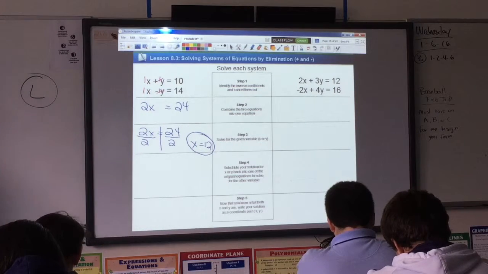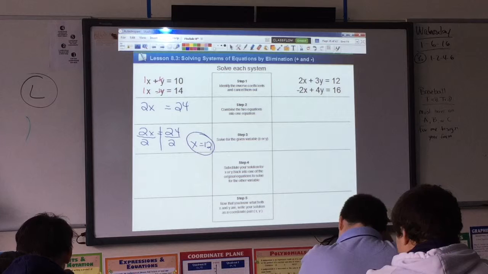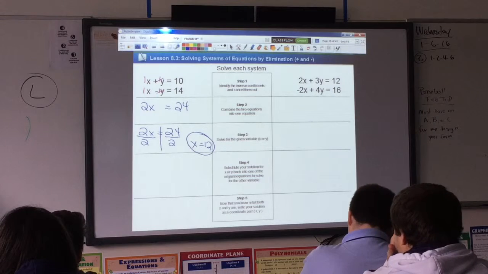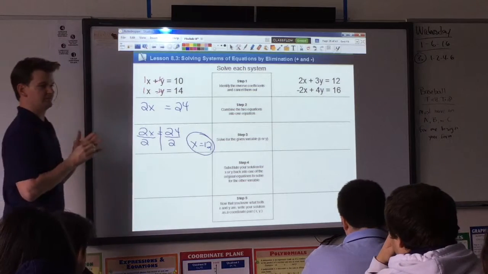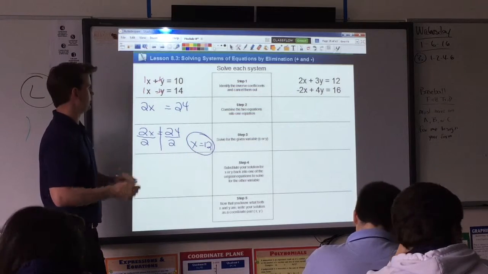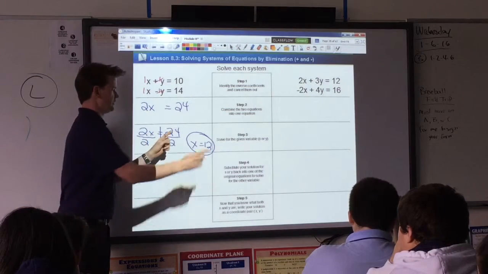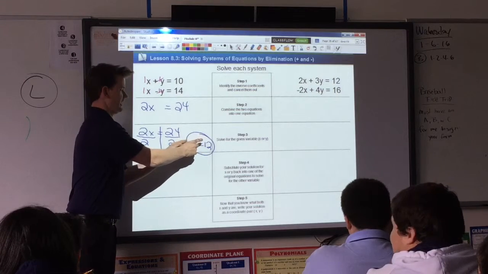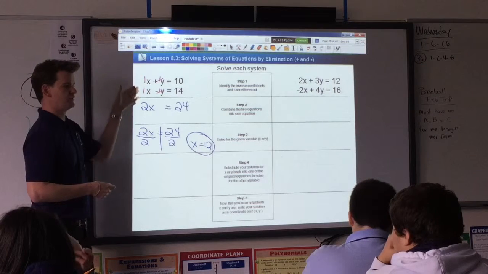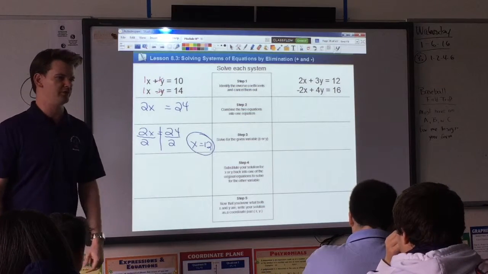Now remember, we are solving a system of equations, and whenever we solve a system, our answer is always a coordinate pair. So we know half of it, the x value. Now I need to go back and find the y value, and the way I do that is very simple. I look back at the original equations, before I canceled anything out: x plus y equals 10, x minus y equals 14. Now that I know x equals 12, I'm going to substitute it into one of these equations to solve for y. The trick is, pick whichever one's easier. It doesn't matter which one you pick. Which one do you think is easier to work with?